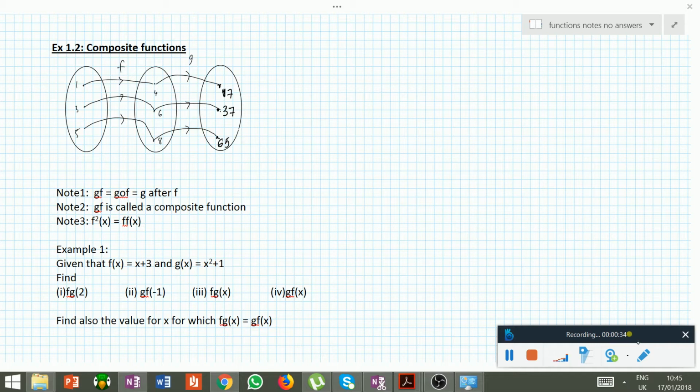GF is called a composite function, and just to note, be careful with the notation here as well. F squared of X means you do F after F of X. Okay, now here's a couple of examples.